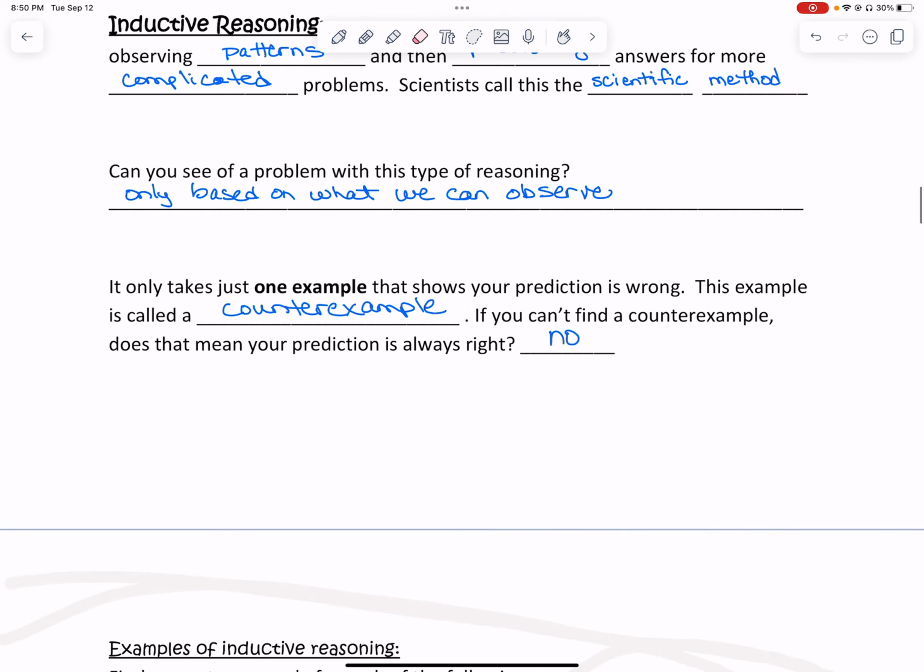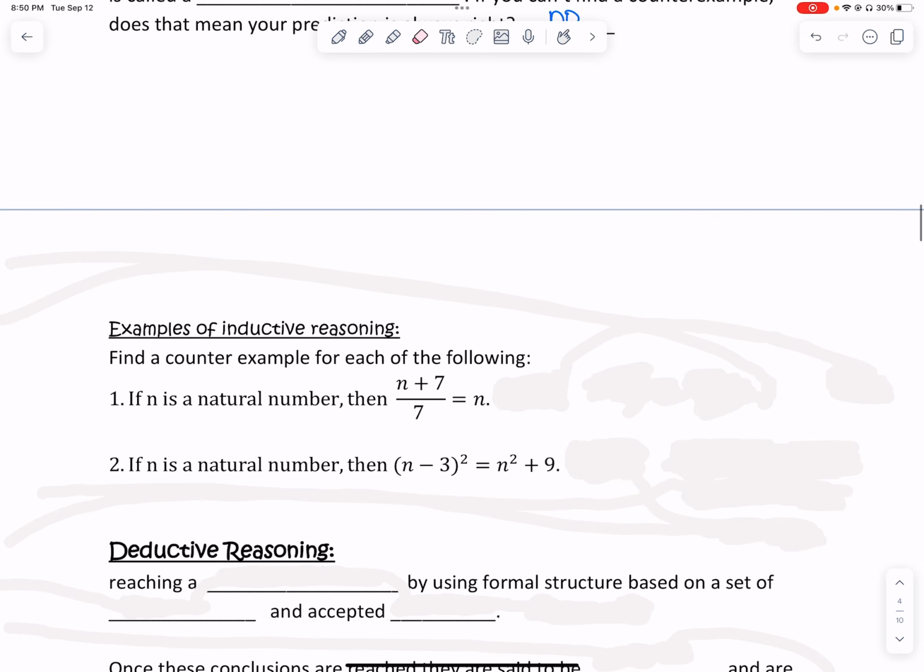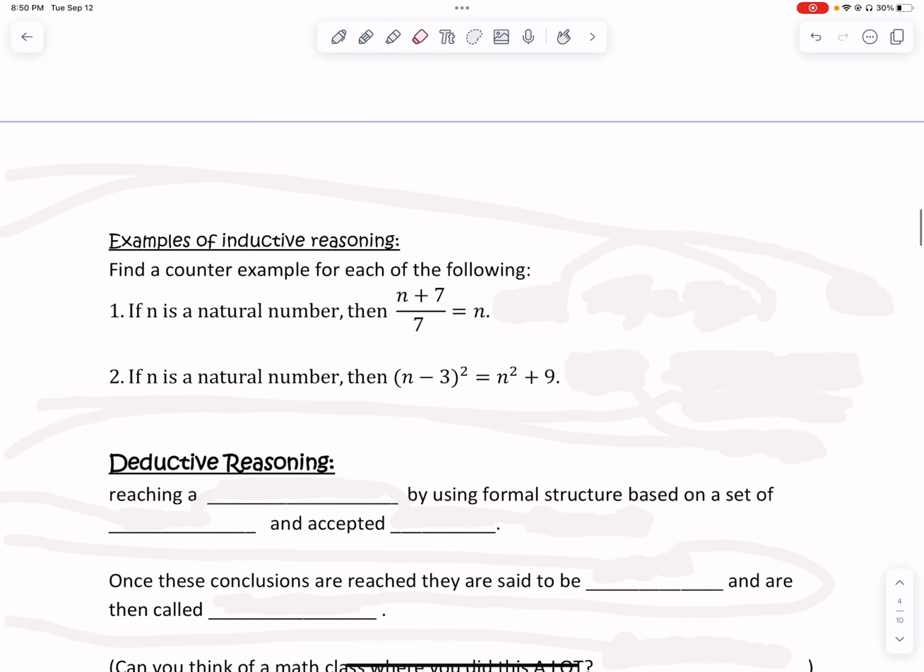Here are some examples of inductive reasoning. It says if n is a natural number, remember what natural numbers are? What you naturally count with. So I call them counting numbers, but they're also called natural numbers. If n is a natural number, then (n + 7)/7 is n. Is that true? Basically, can you just cancel those guys out is what it's saying. Well, hopefully y'all realize that that is not actually true.